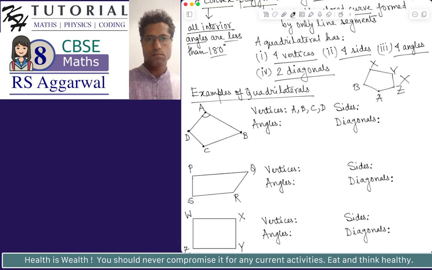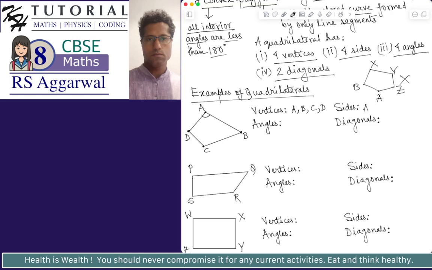That is the angle made by two sides which have a common point. So as you can see, what are the sides? What are the sides of the first quadrilateral?